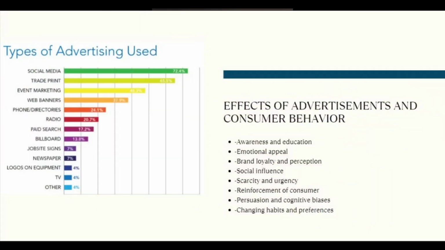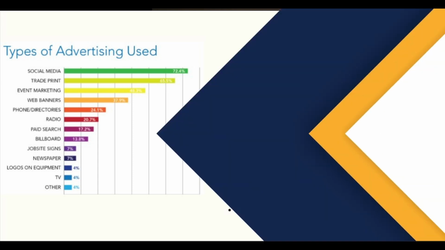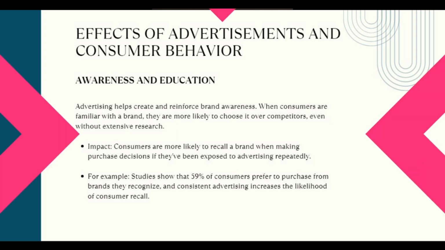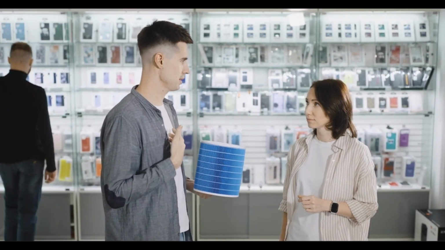On the next slide, it shows the difference in effects of advertising and consumer behavior, but I'll be discussing awareness and education, brand loyalty and perception, and social influence. Advertisement affects awareness and education by creating a sense of familiarity for those who do not have extensive research. Much like how Apple and all these phone companies do, they show their phones, what they can provide, and what sets them apart from all the other ones.